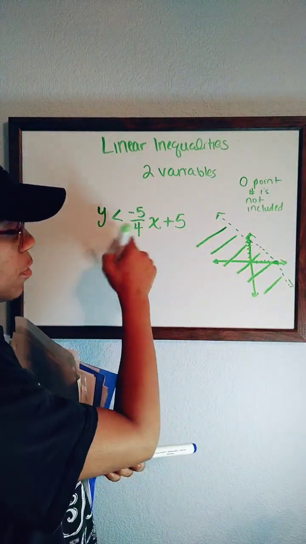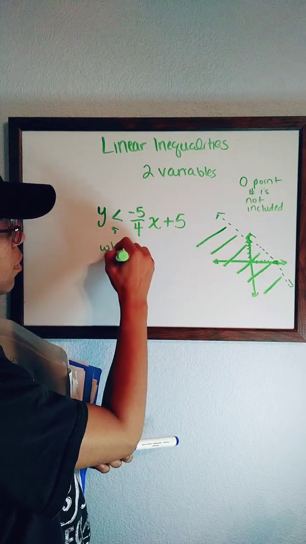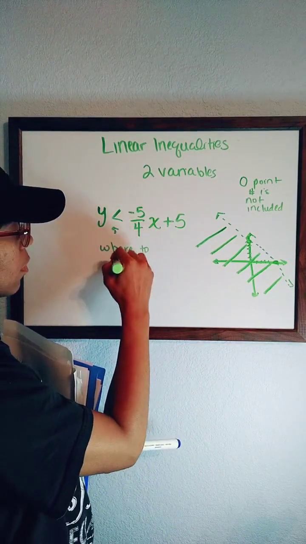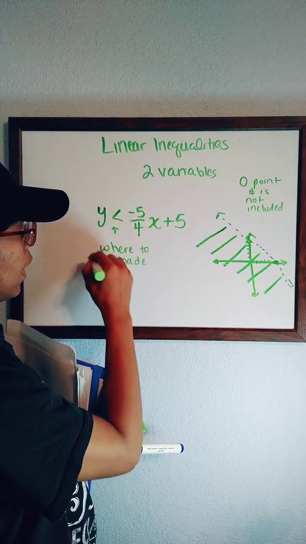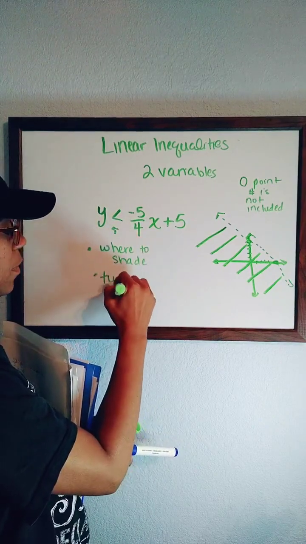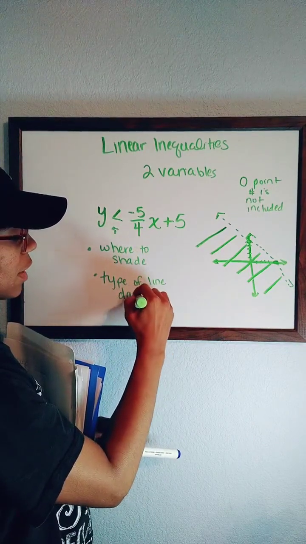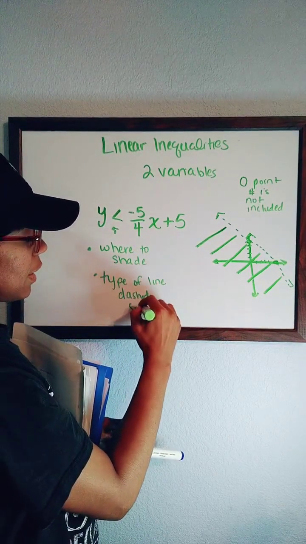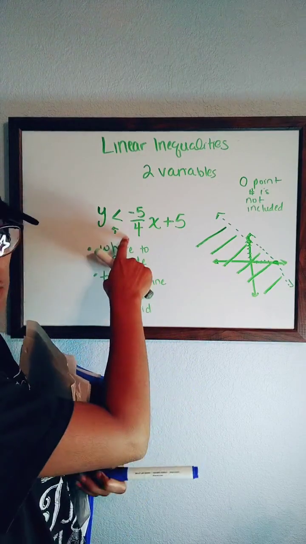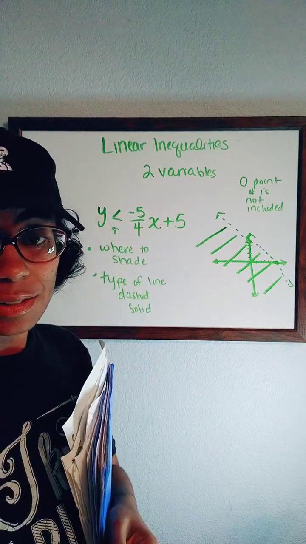So this symbol tells me where to shade, and it also tells me the type of line, which is going to be a dashed line or a solid line. So this gives me two pieces of information, dashed or solid.